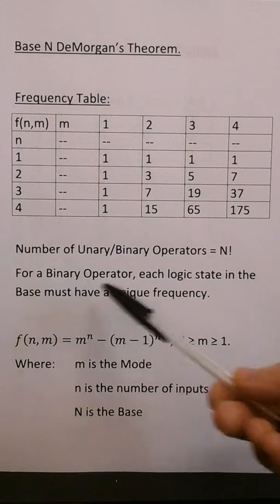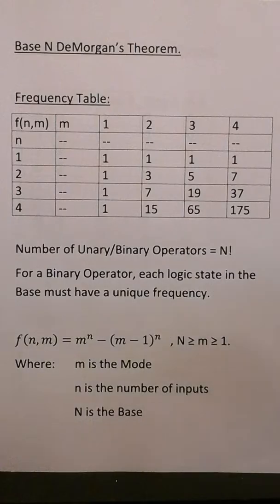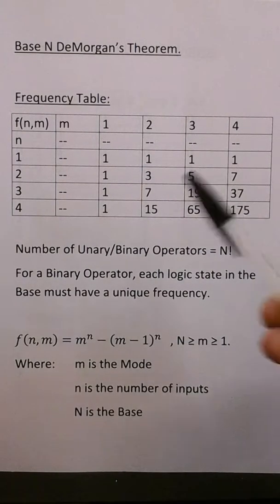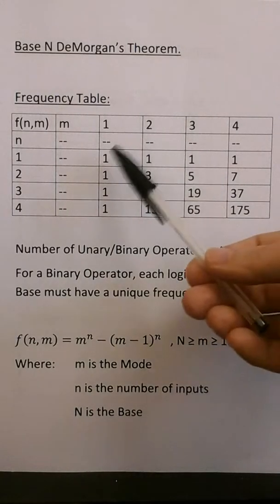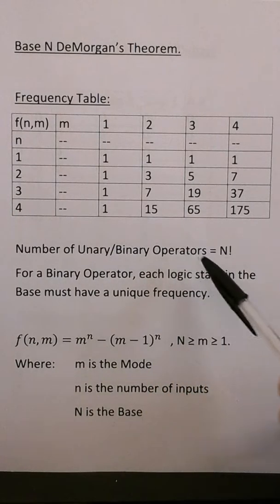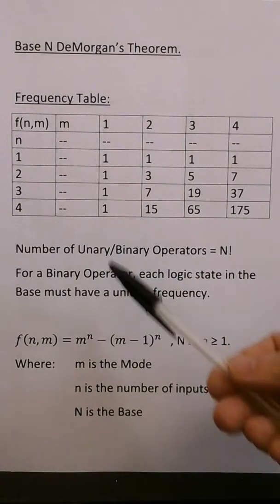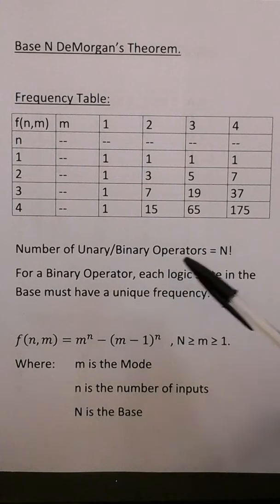So for a binary operator, each logic state in the base must have a unique frequency. So basically, for every value of m, there is a different logic state assigned to a frequency. For a unary operator, this applies, but the frequency is always 1 for each logic state. So the number of unary or binary operators is n factorial. For example, in the Boolean system, there are 2 unary operators, A and not A, and 2 binary operators, AND and OR.